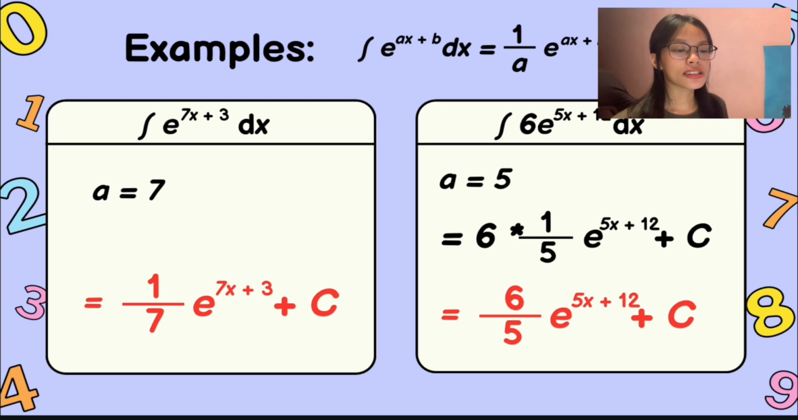Now, you can see there is 6 here, or the constant 6. We can multiply that to our 1 over 5 and we will get 6 over 5 e raised to the power of 5x plus 12 plus c.